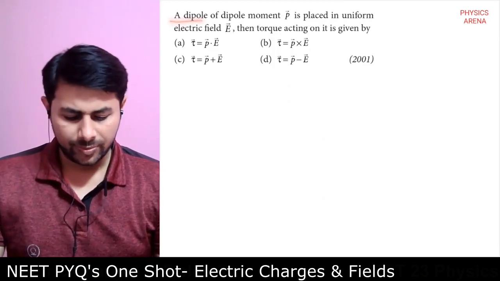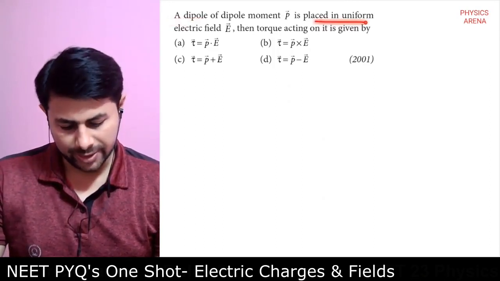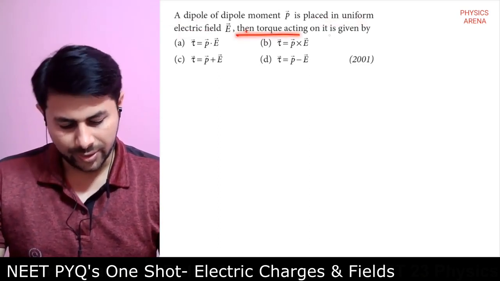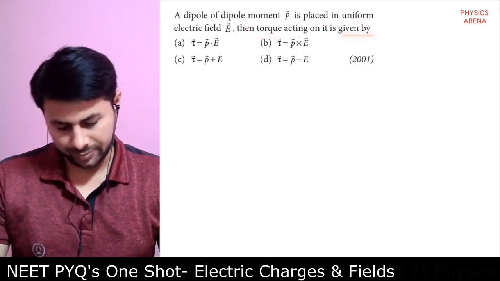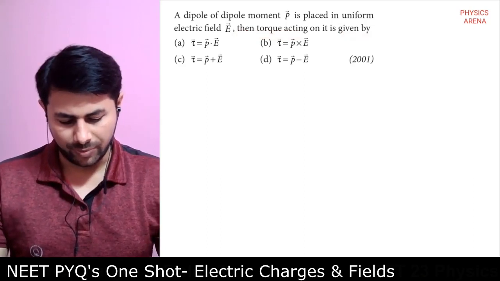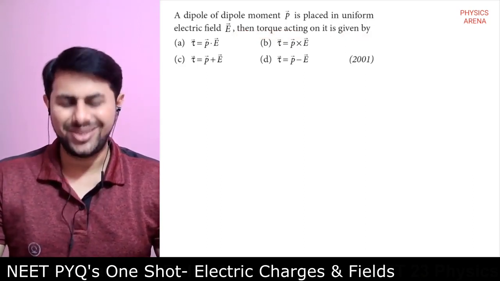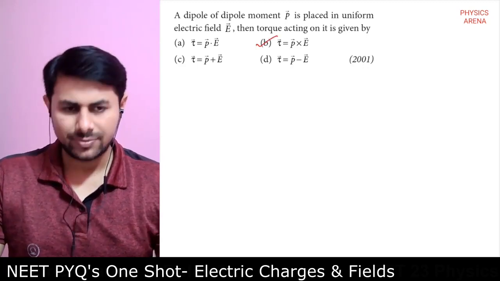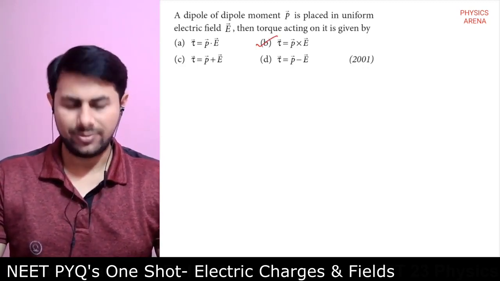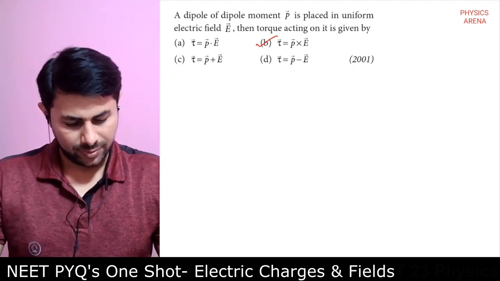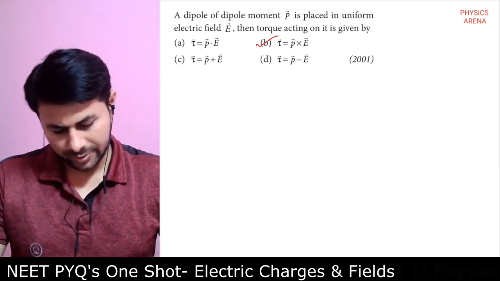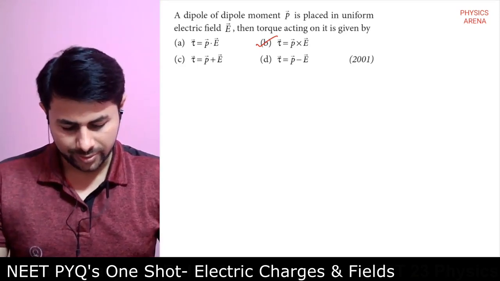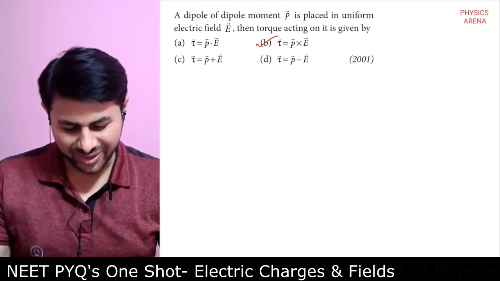A dipole of dipole moment p bar is placed in a uniform electric field E bar, then the torque acting on it is given by. Okay, so the dipole is kept in a uniform electric field. What is the answer to this question? It is option B. Right, this is just a formula, so we have to remember this formula. We have to remember all the formulas actually.